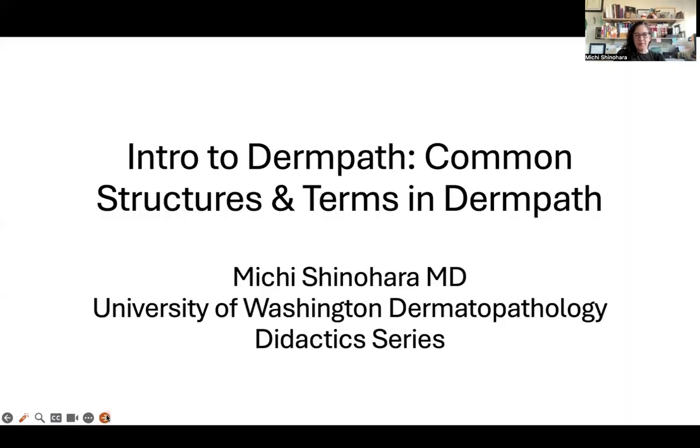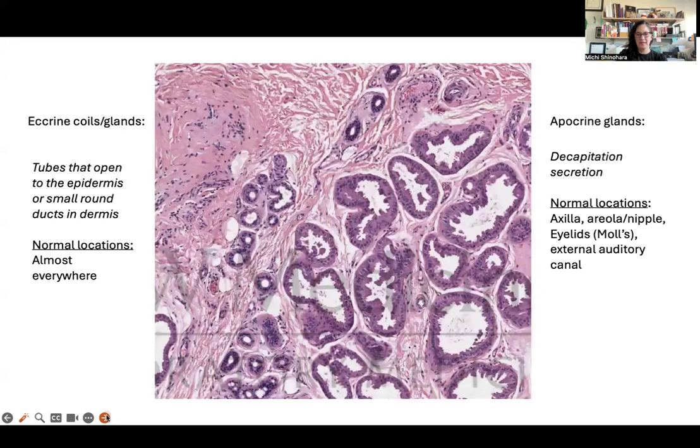This is an intro to Dermpath lecture. I want to review some common structures seen in the skin and review some common terms that are referred to, as well as talk a little bit about the importance of clinical pathologic correlation.